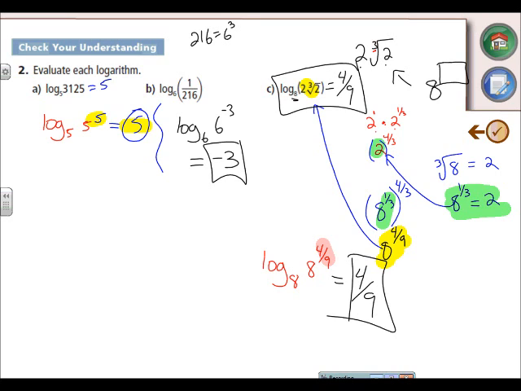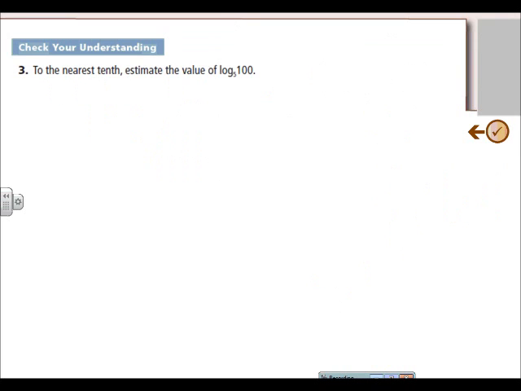But this strategy only works if we can get that number into a base that's the same as the base on the log. If we could get it into a base 5, or into a base 6, or into a base 8. But what happens when we can't? We're going to have to estimate right now. We're going to use some benchmarks.